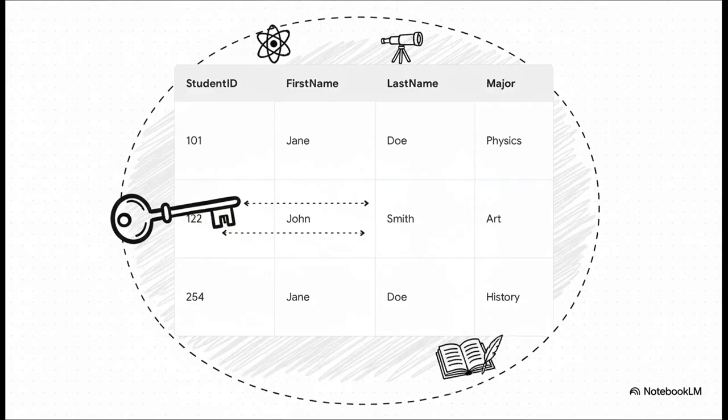And boom, just like that, the problem is completely solved. See what happened? By adding that simple student ID column and calling it the primary key, all the confusion just vanishes. Now we know for sure that student 101 is our physicist Jane Doe, and student 254 is our historian Jane Doe. Every single record is now perfectly, uniquely anchored.